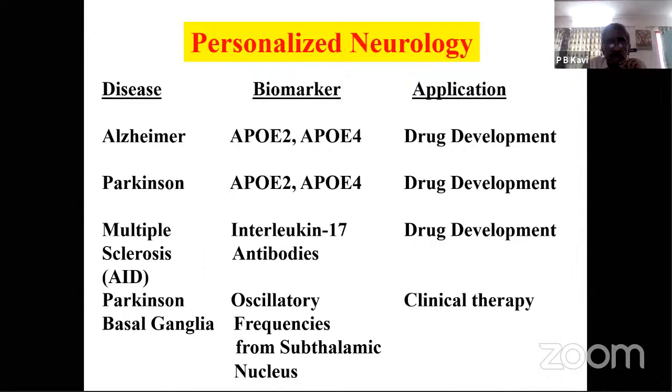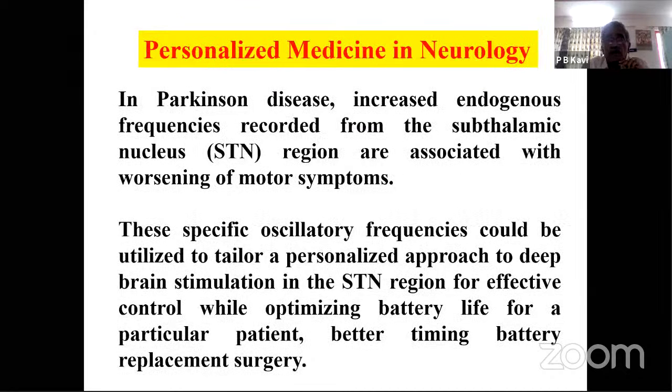And similarly for Parkinson's basal ganglia, we have a certain disorder in the patient. The clinical symptom is oscillatory frequencies from the subthalamic nucleus. Based on this particular symptom, people have been trying to develop a clinical therapy. So we have personalized medicine in neurology. In Parkinson's disease, increased endogenous frequencies recorded from the subthalamic nucleus region have been associated with worsening of motor symptoms. So these specific oscillatory frequencies could be utilized to tailor a personalized approach to deep brain stimulation in humans. This can help a particular patient and also the doctors to treat this particular patient better.